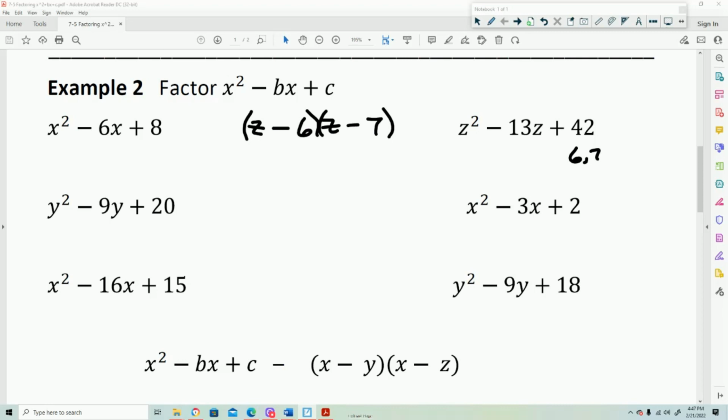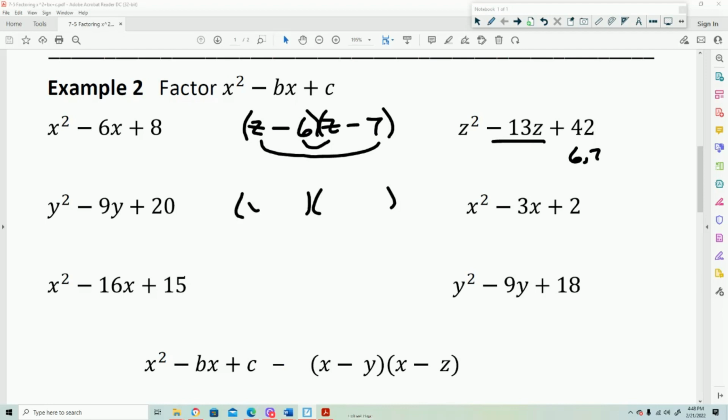Notice the middle term, just to show you, we get by multiplying the outsides and the insides and adding them together. So -7z and -6z give me -13z for my middle term. The first term, z squared, we get by multiplying those. The last term we multiply these to get +42. So that works.